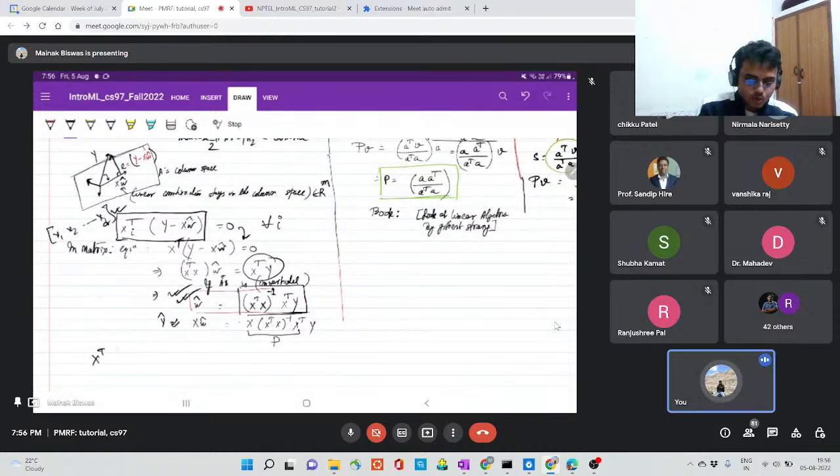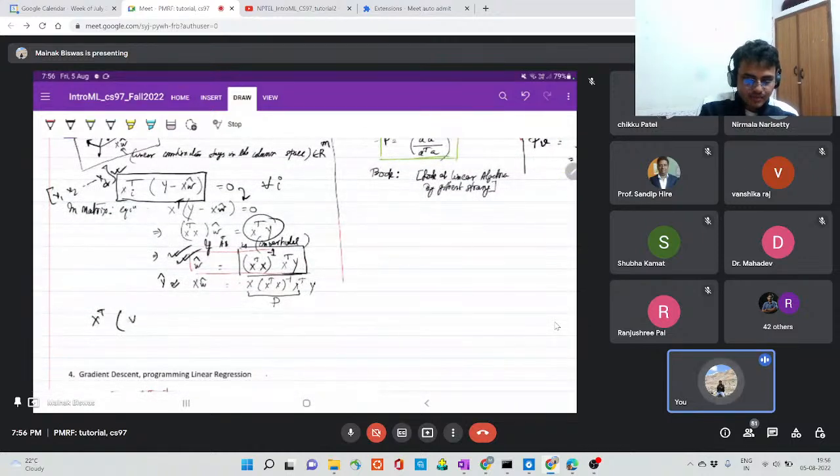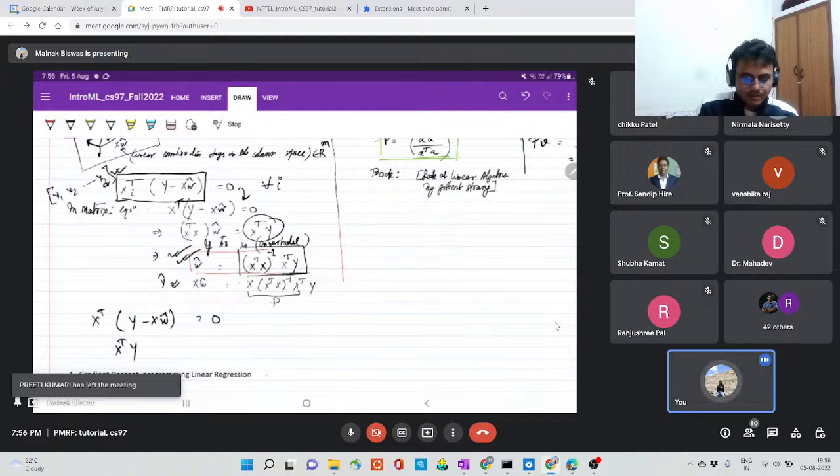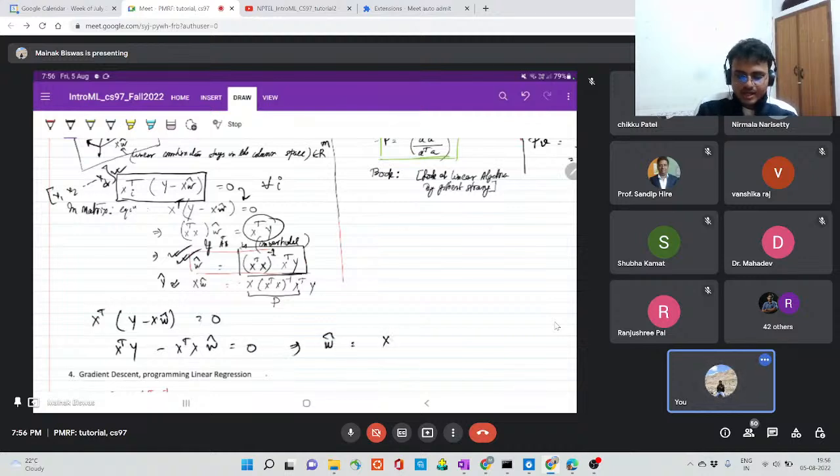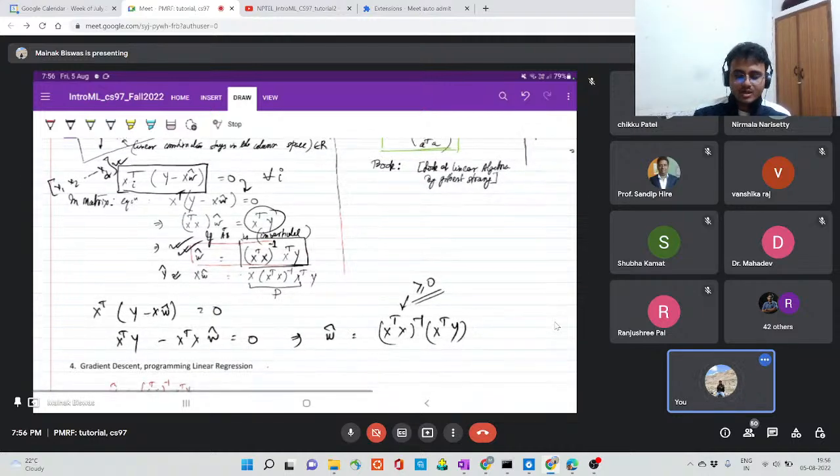Since x transpose (y minus xw) is equal to 0, so x transpose y minus x transpose x w hat is equal to 0. So w hat is equal to (x transpose x) inverse x transpose y. In this case, if the inverse exists, you can check that this is a positive semi-definite matrix. The inverse may not always exist, but the determinant is always greater than or equal to 0.